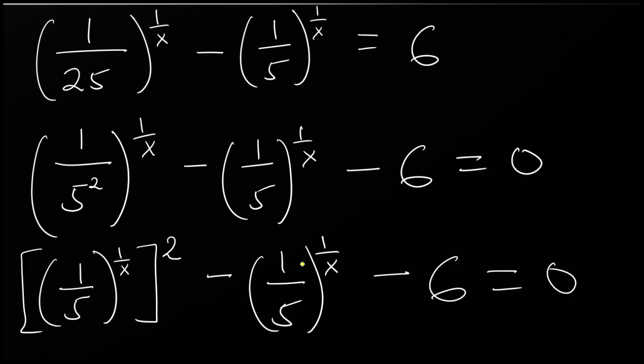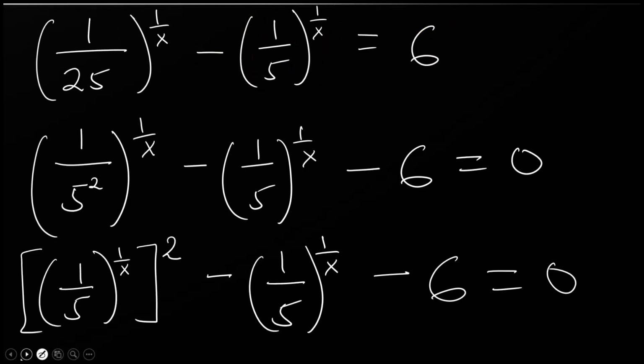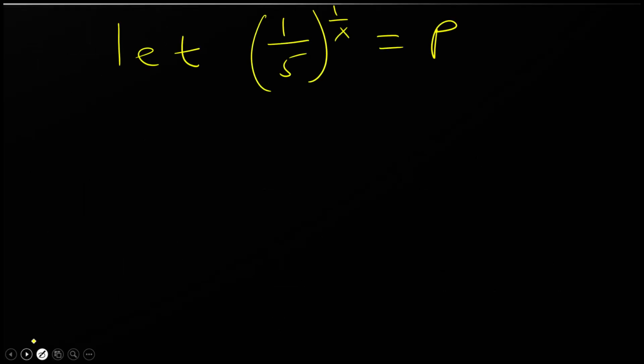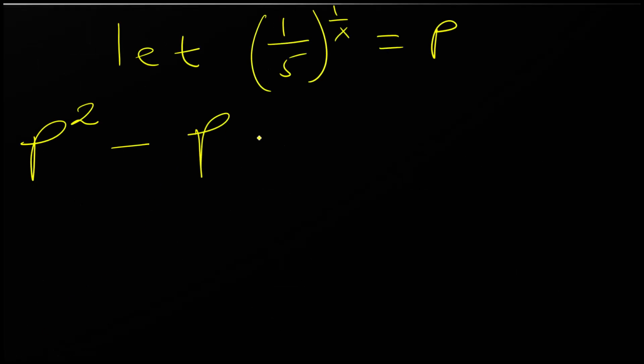Now let's represent this one by a variable. Let 1 on 5 raised to 1 on x be p. So this one has been represented by p. So in going back, this side will be p squared minus p minus 6 equal to 0.